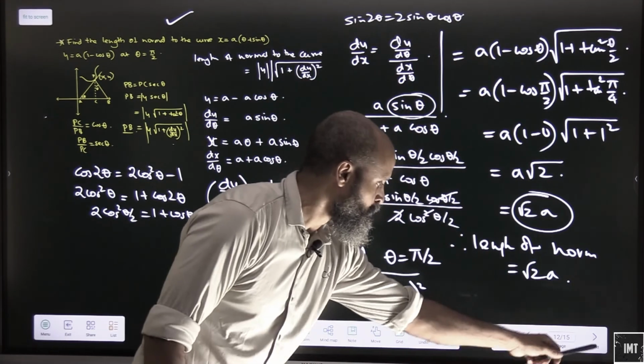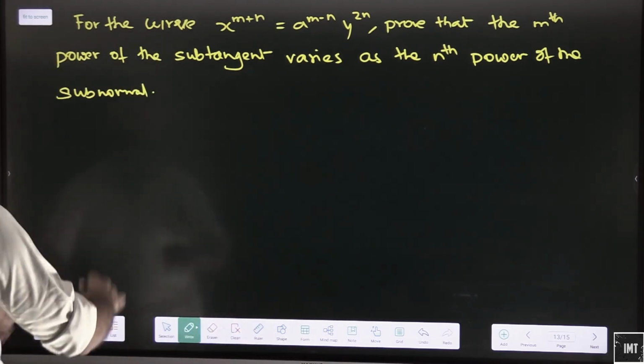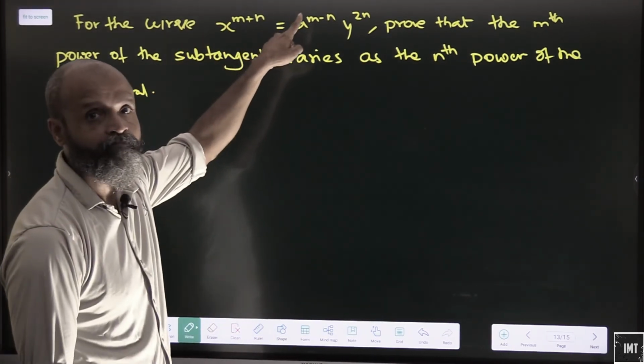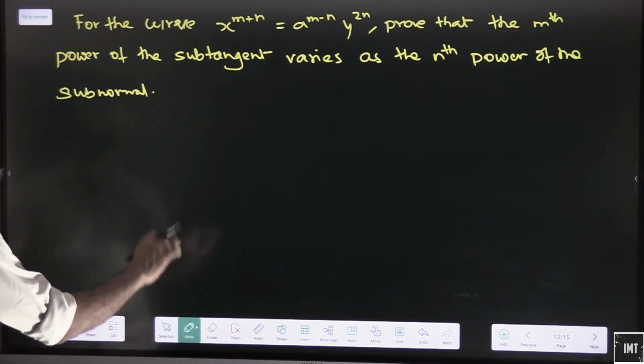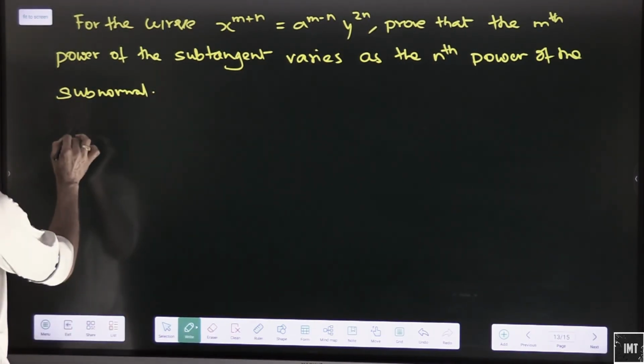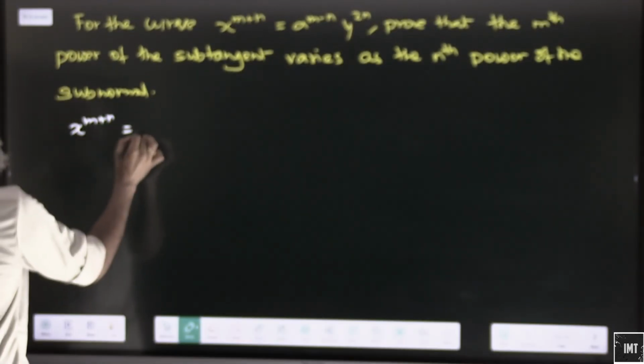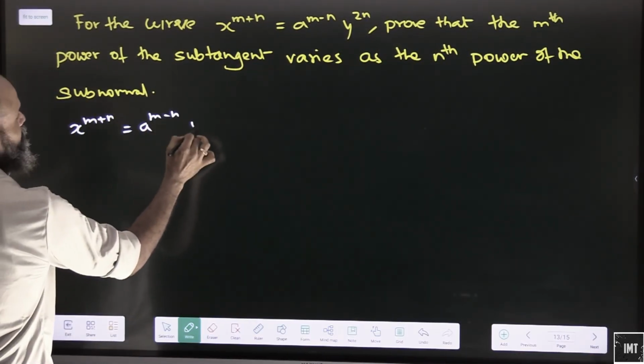Okay, let's move on to the next problem here. For the curve x to the m plus n is equal to a to the m minus n times y to the n, prove that the mth power of the subtangent varies as the nth power of the subnormal. So here we have x to the m plus n is equal to a to the m minus n times y to the n.